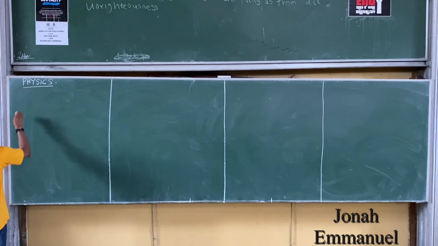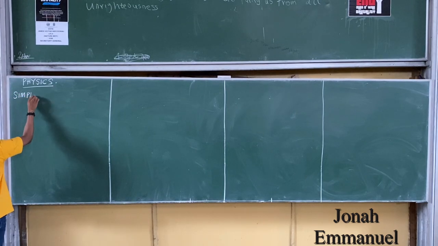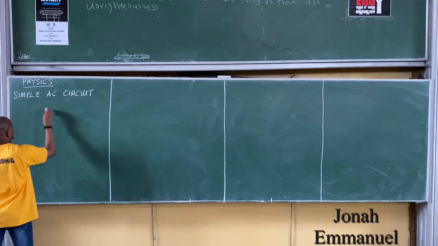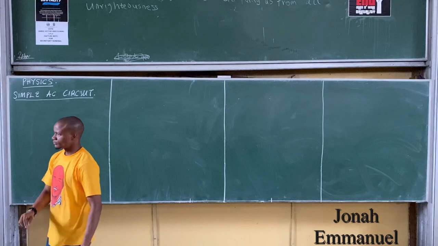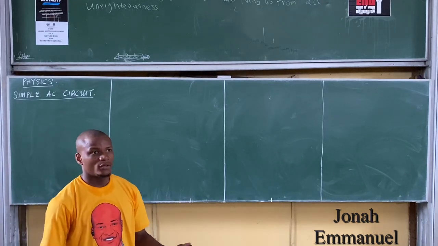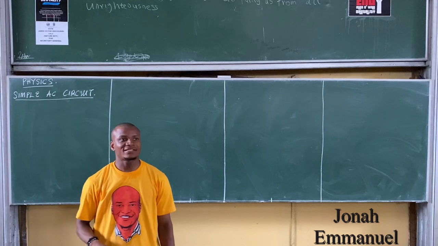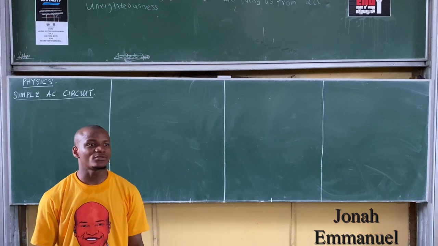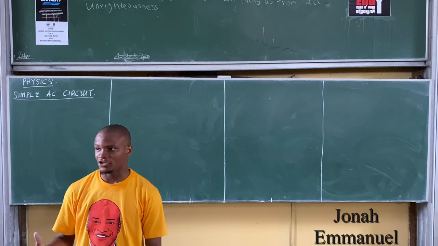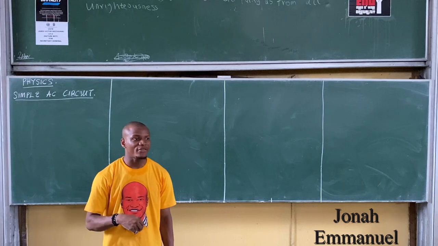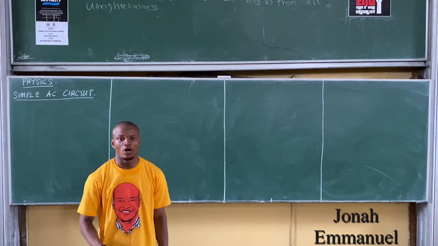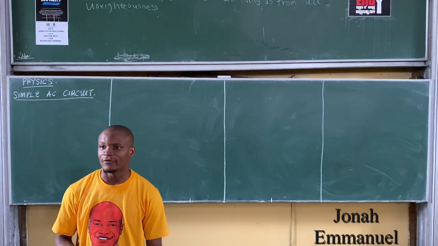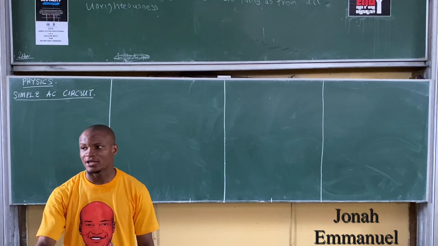Let's deal with simple AC circuit. Alright, let's start by defining terms. What's a circuit? Circuit definition. A circuit is the path provided for the flow of electrical current. Full stop.